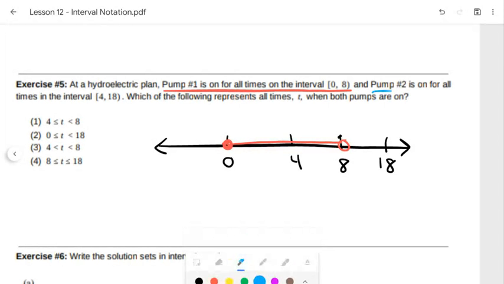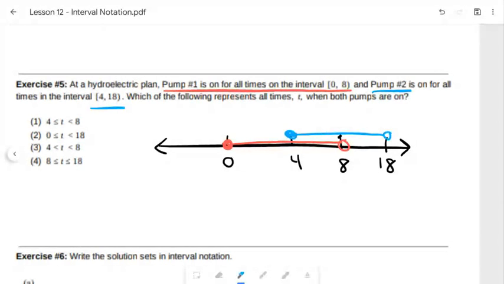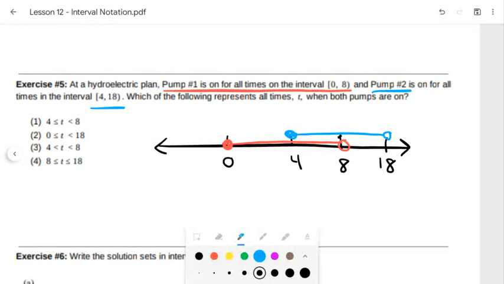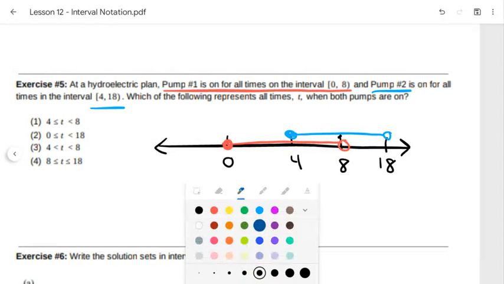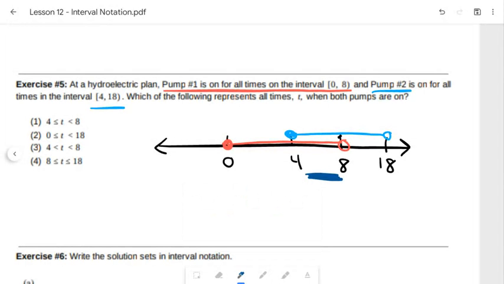Pump 2 is everyone in this interval, so close my circle, over on to 18. Again, we want both pumps to be on, so we want where this overlap happens. So both pumps are on in this case from 4 to 8, right? Because everything's included here, all shaded in, but then there's an open at 8. So we have to think of it as the less than here.